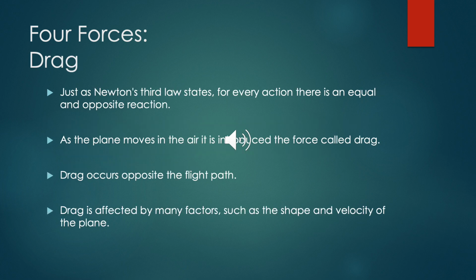The fourth force that acts on an airplane while in flight will be drag. It is opposite of thrust. Just as Newton's law states, for every action, there is an equal and opposite reaction. As the airplane moves in the air, it is introduced to a force called drag. Drag occurs opposite the flight path, that thrust would push it through the air, and drag is affected by many factors such as the shape and the velocity of the airplane.